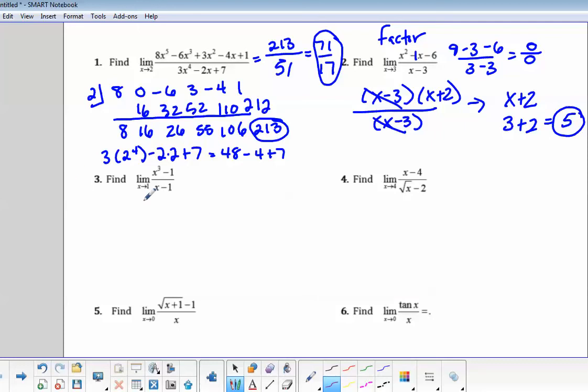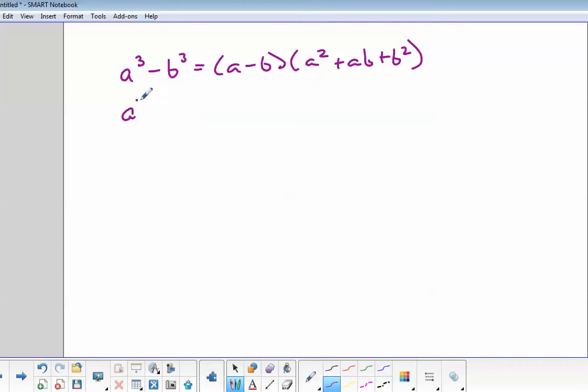Now in Algebra 2 you learned how to factor the difference of cubes, but let me just see if I can add in a quick page to remind you of this. So the patterns are a cubed minus b cubed is a minus b times a squared plus ab plus b squared. Or a cubed plus b cubed is a plus b, a squared minus ab plus b squared.